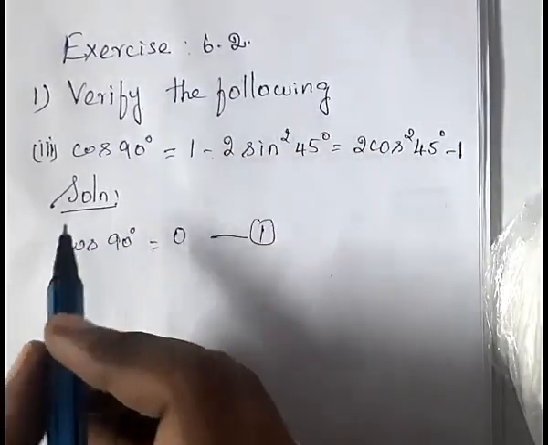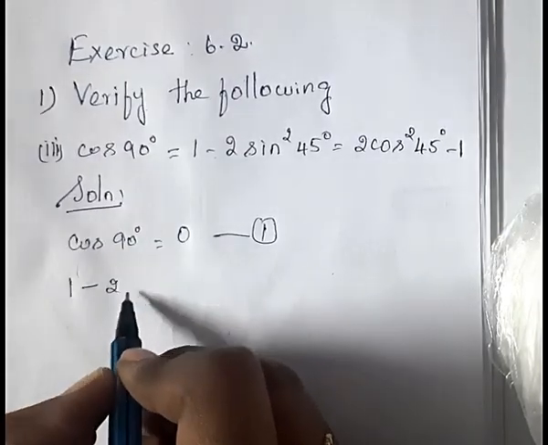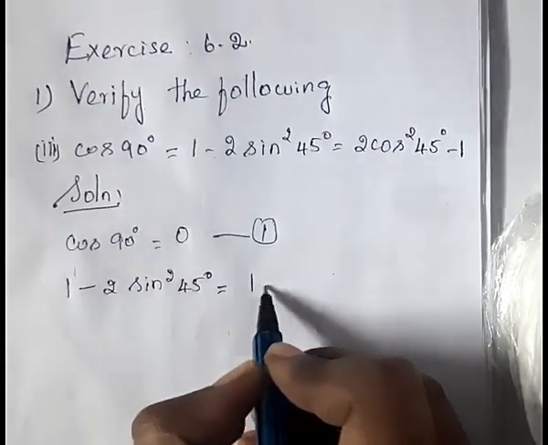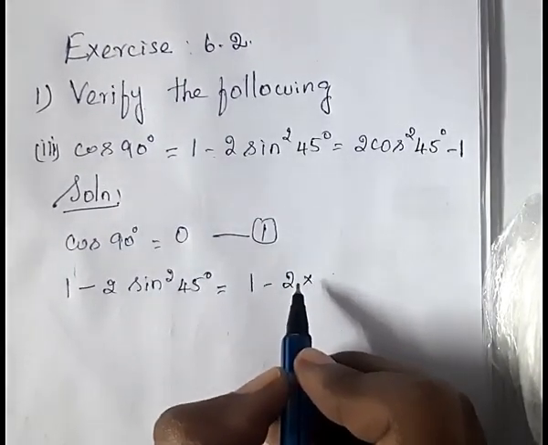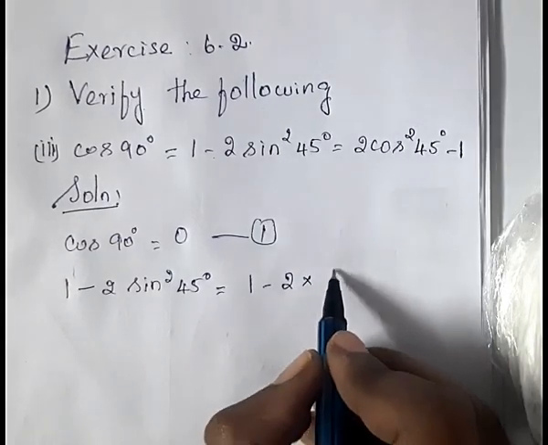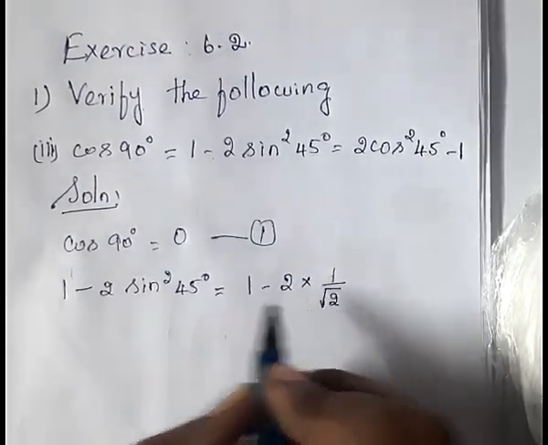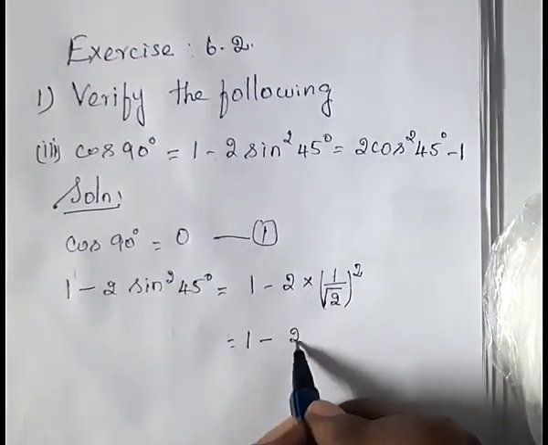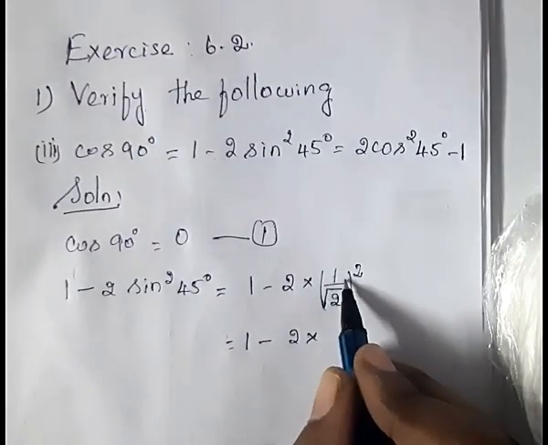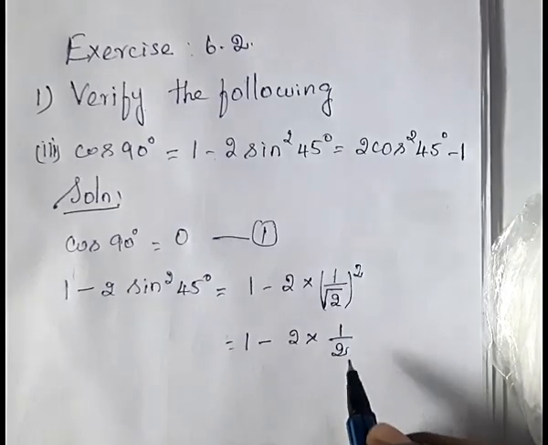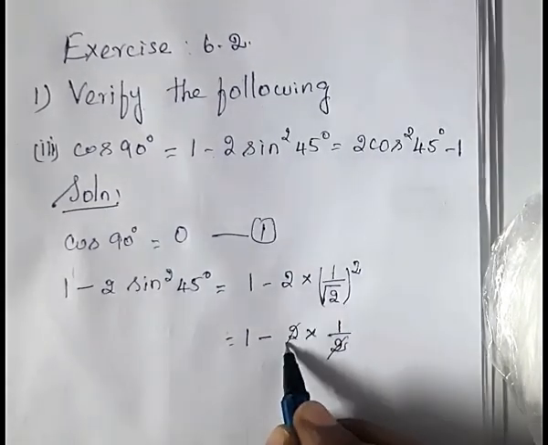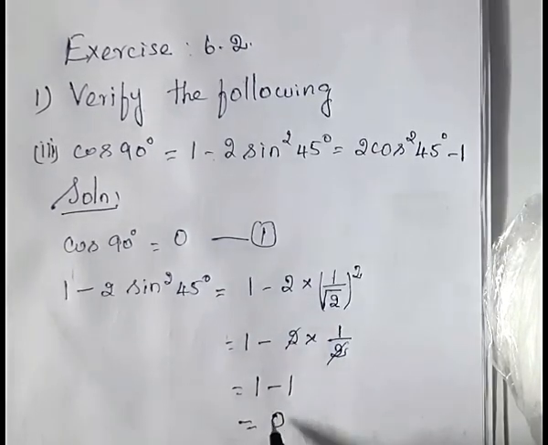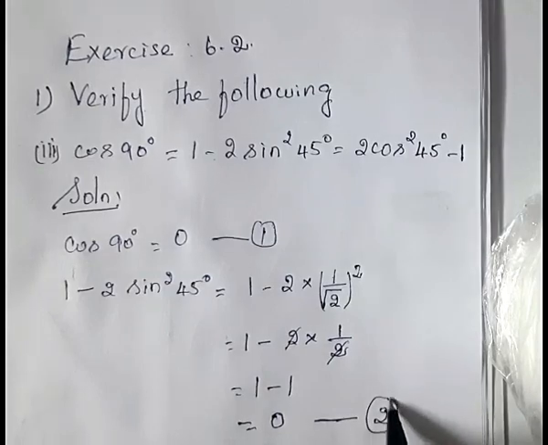Next you can take this part. 1 minus 2 sin square 45 degree equal to 1 minus 2 into sin 45 degree is 1 by root 2. Here we have square, so square. Then 1 minus 2 into, then square root and square will be cancelled, so 1 by 2. Cancel it. What will you get? 1 minus 1 equal to 0. So take this as equation 2.